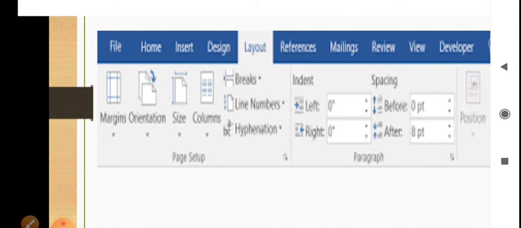Columns, if you want to divide into columns, see in the newspaper you can see the columns are divided. So according to that. Then indent, spacing between the paragraphs or spacing between the lines. You can give it from the paragraph option.